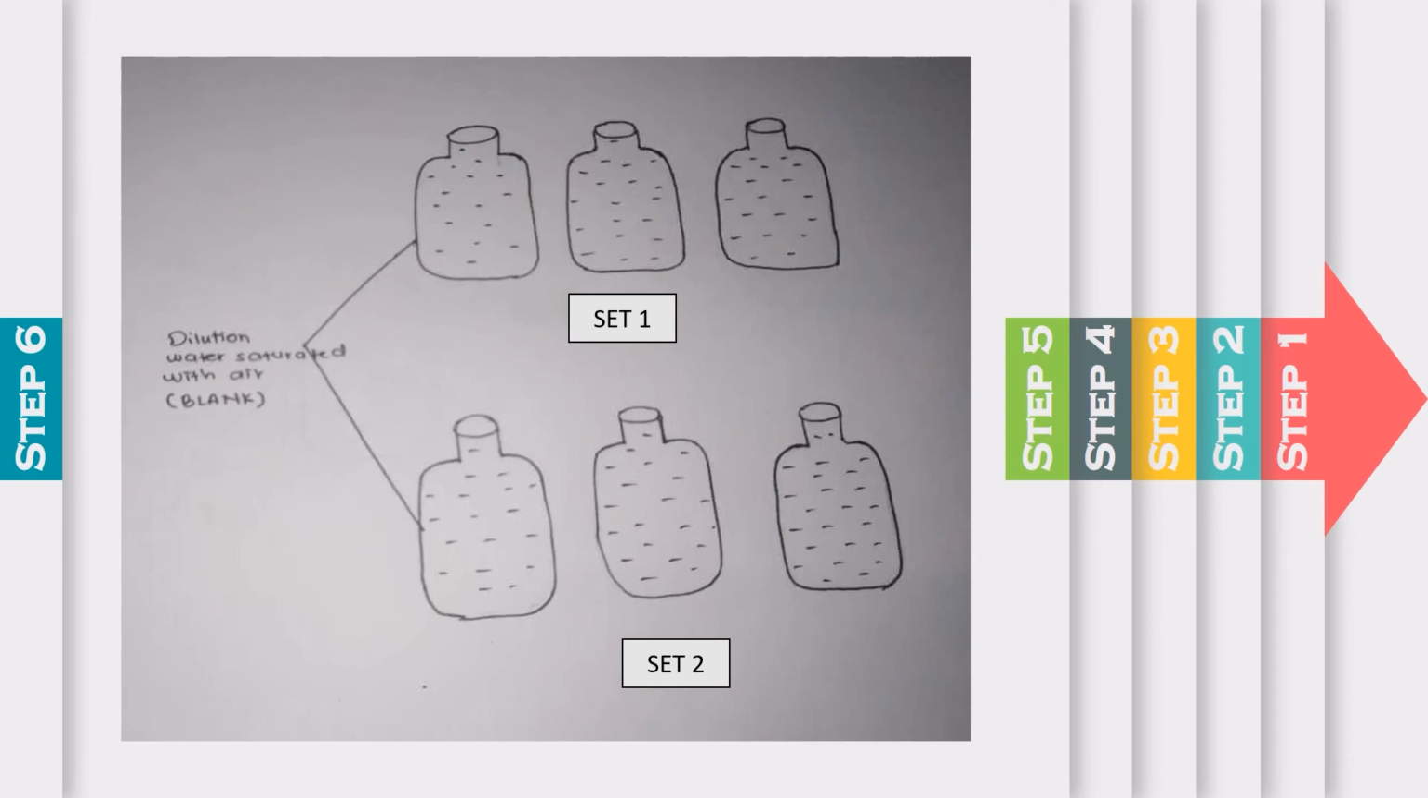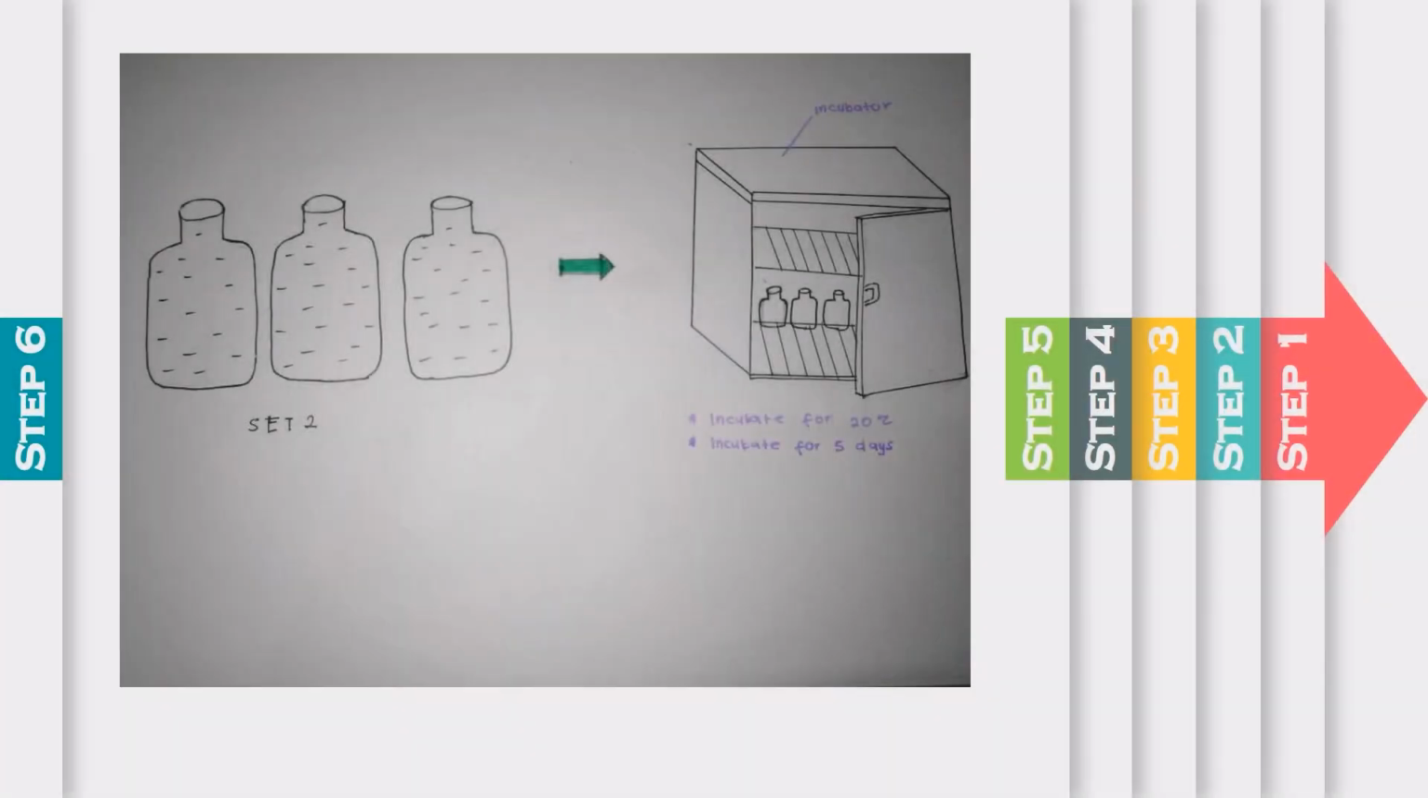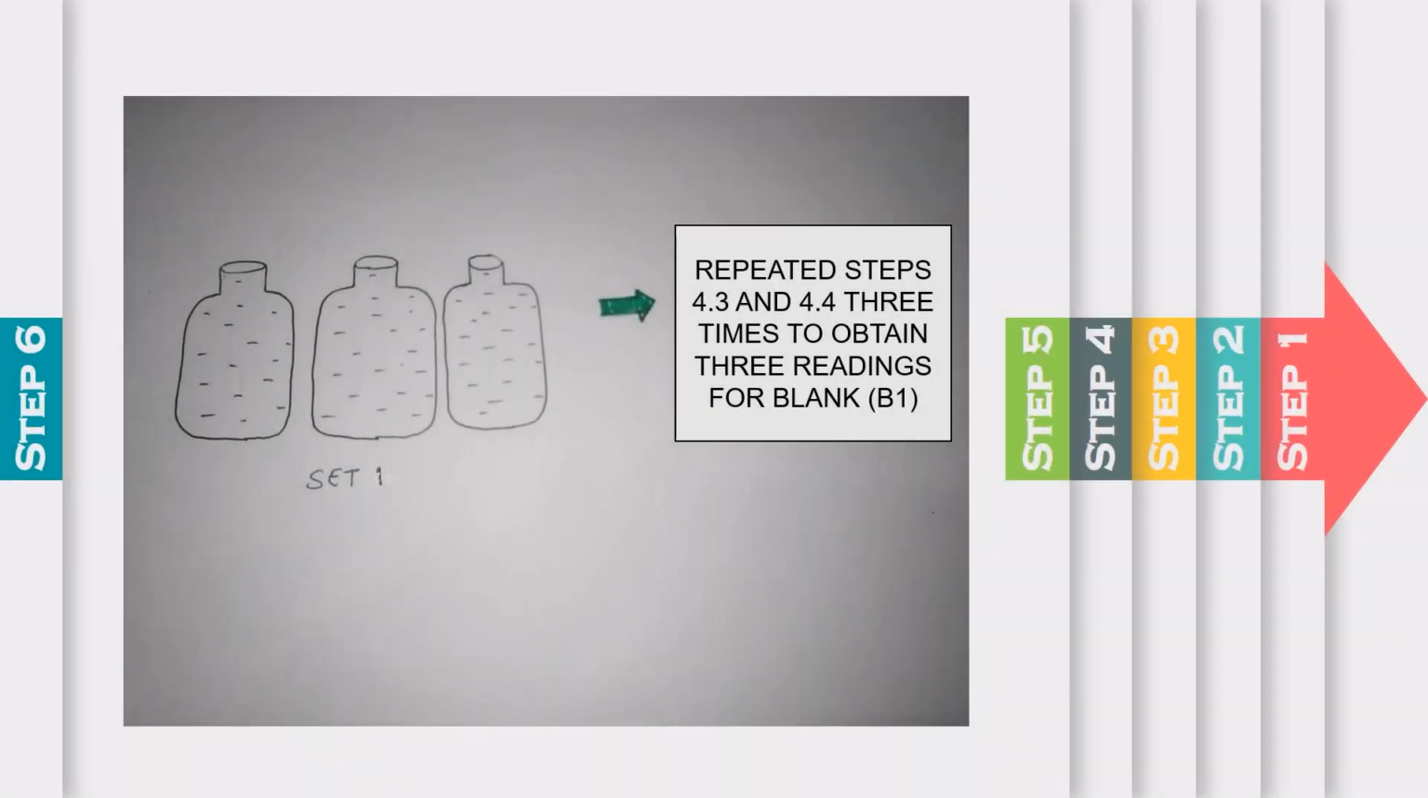Fifth, you must prepare 2 sets of BOD bottles, where each set should consist of 3 bottles filled with dilution water saturated with air for the blank. Label as Set 1 and Set 2. Set 2 will incubate at 20 degrees Celsius for 5 days in the incubator. For Set 1, repeat steps 4.3 and 4.4 three times to obtain 3 readings for blank B1.